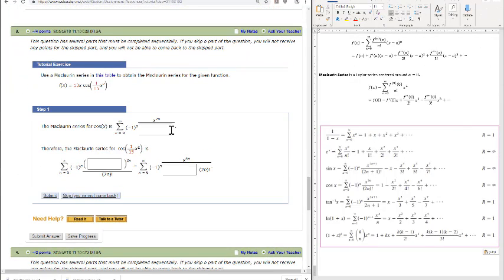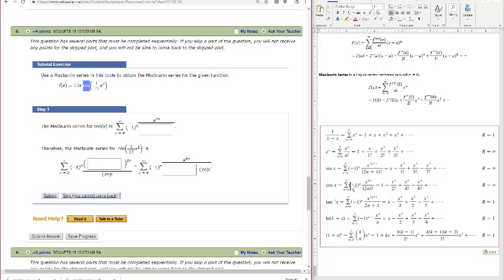Let's do a problem from your lab assignment, section 11.10. Here they want us to use the Maclaurin series in the table to obtain a Maclaurin series for a new function. And the new function is 13x times cosine of 1/15 x squared. So it looks like we're interested in the cosine function, and here is the Maclaurin series from that table.